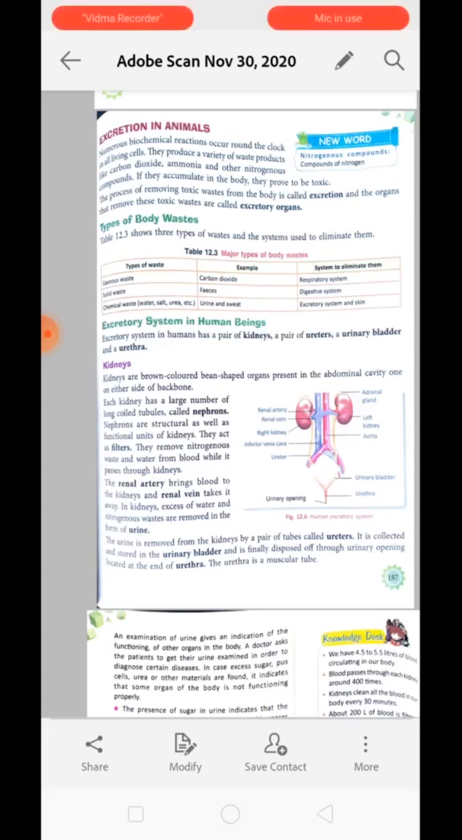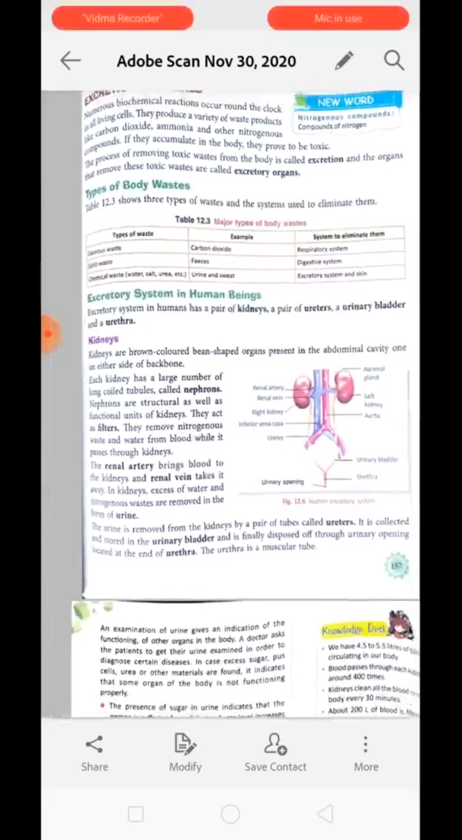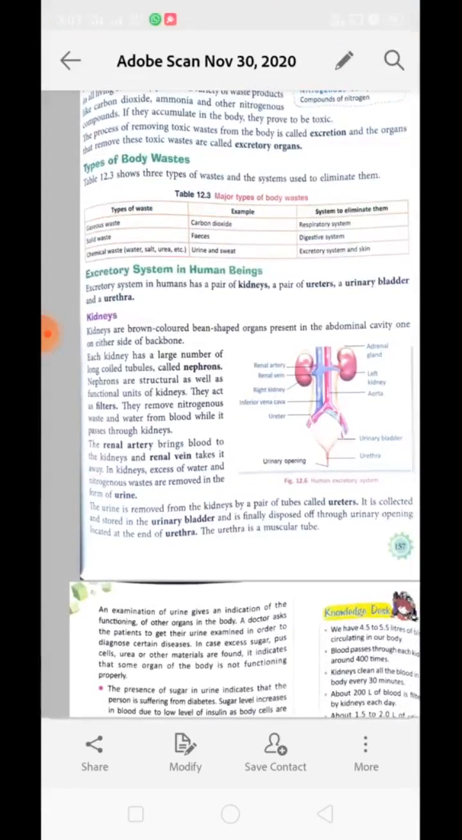Numerous biochemical reactions occur around the clock in all living organisms. They produce a variety of waste products like carbon dioxide, ammonia and other nitrogenous compounds. They all accumulate in the body. If we do not remove them, they will become poisonous and can even kill us. So we need to remove them. The process of removing toxic waste from the body is called excretion. Clear? And the organ systems that help to remove these waste materials are called excretory organs.